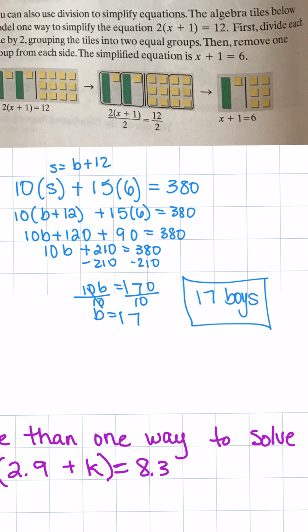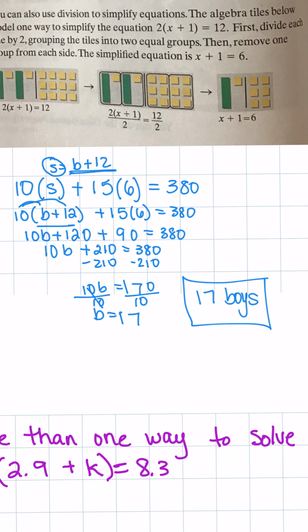Okay, so what I did in this first equation is $10 times the students plus 15, which is how much the chaperones cost. There were 6 chaperones, equals a total of $380. And then I substituted for the students b plus 12, boys plus the 12 girls. The 10 had to get distributed to both of those. So that's how I got 10b plus 120 plus 90 equals 380. When I worked that out and simplified, I got a total of 17 boys.